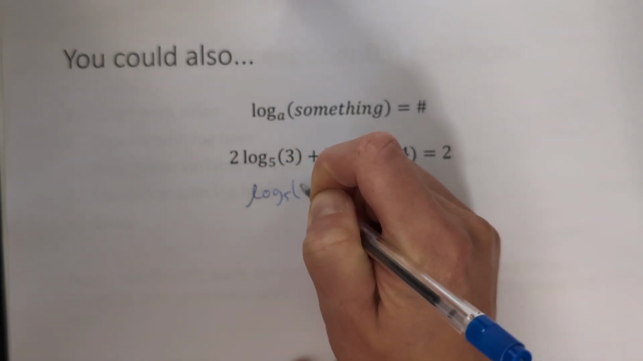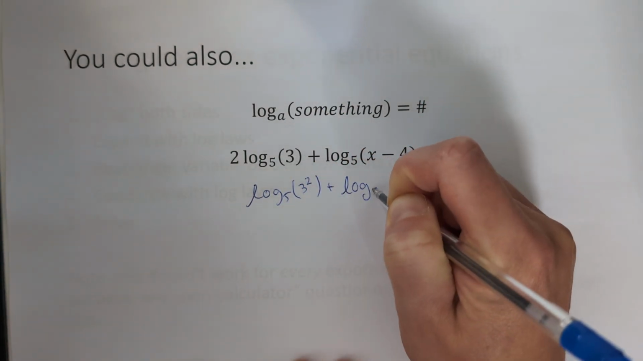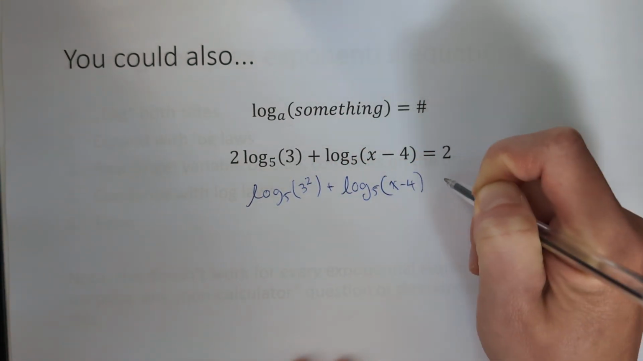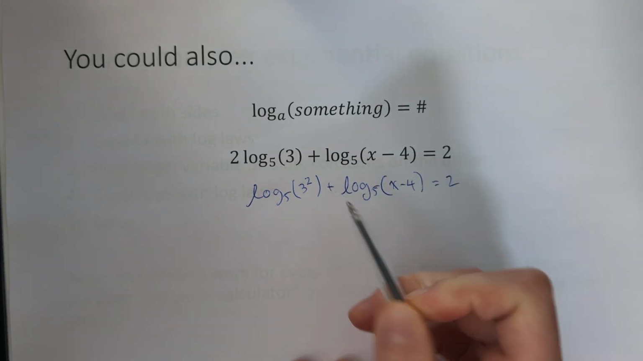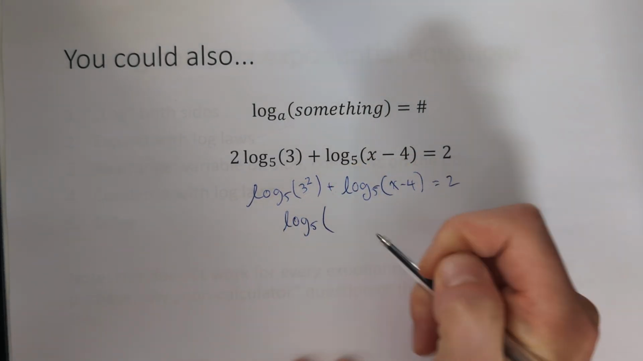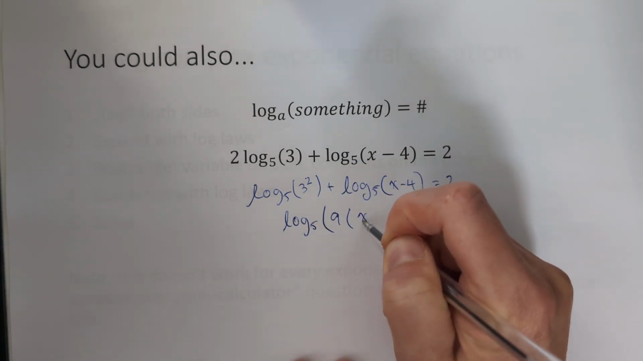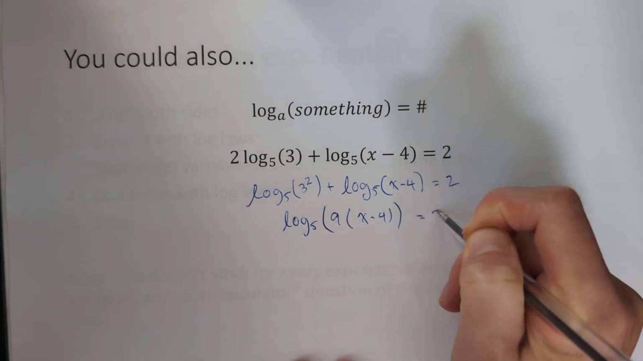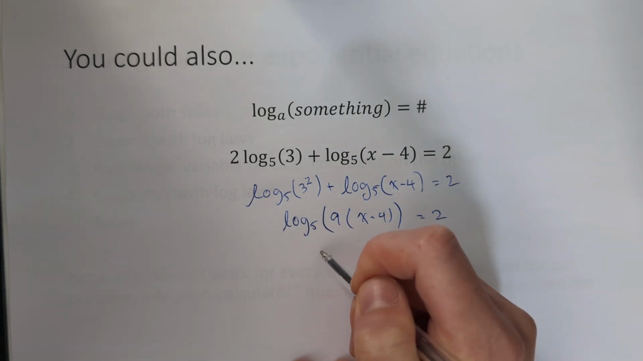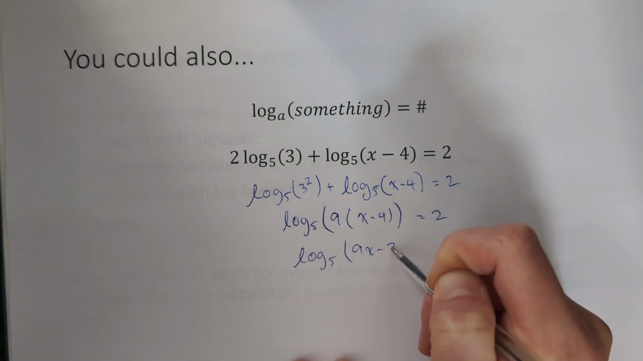This is log base 5 of 3 squared. Remember pulling that around? You could also, if you feel really comfortable, combine these two things in one step. I'll then combine them with the times into one logarithmic expression. That's 9, 3 squared. I can step over that, I think. So I now have log base 5 of 9x minus 36.